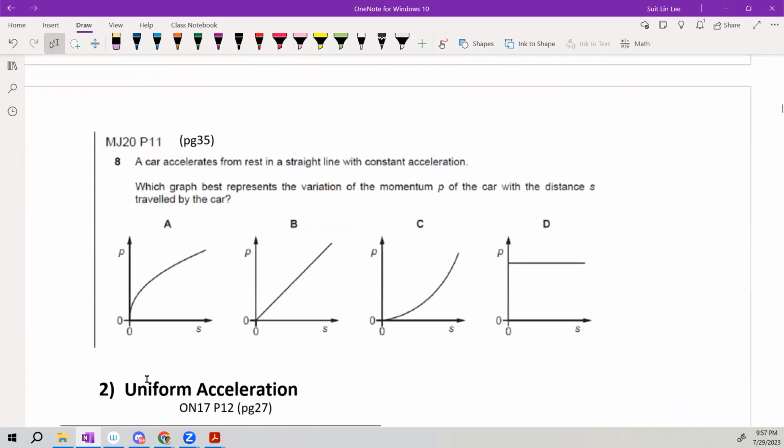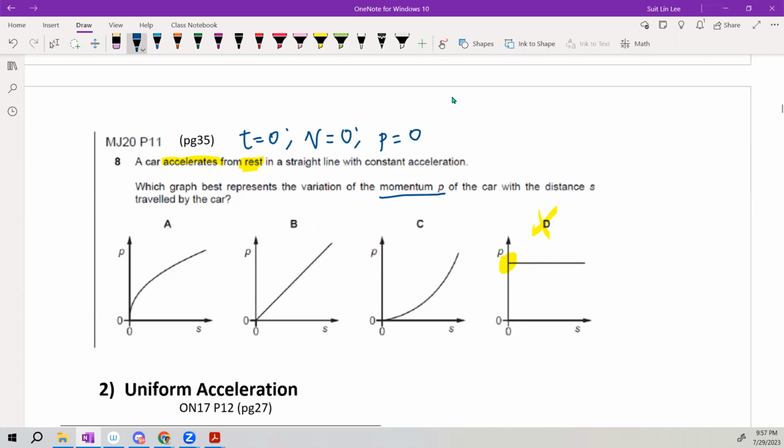Okay, so I think the last one I'm going to do regarding the graph is page 35. So here we have a car. Again, it's the same momentum time graph, but it provides a different scenario. It's going to accelerate from rest. So I know D is out because this is not from rest. So from rest means t is equal to 0, v is 0, momentum is 0. So which one shows the variation of momentum of the car?